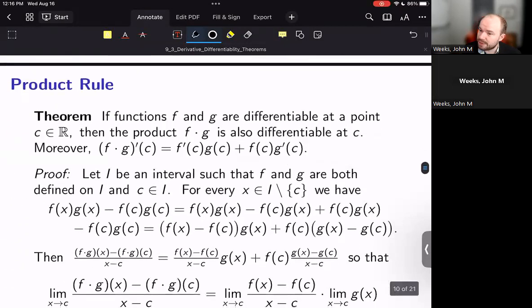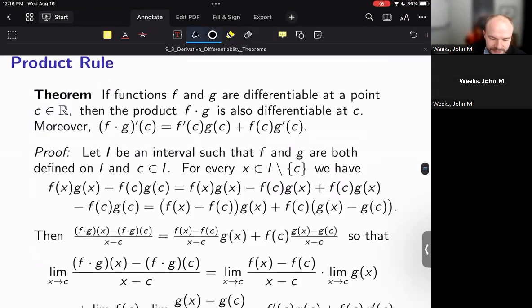Now, product rule is a little bit of fun. Product rule has an interesting proof because it ends up asking us to add and subtract by the same thing. And this is a common trick that's used in analysis and in other parts of math as well. It's trying to figure out, okay, how am I supposed to break apart something that looks like this?